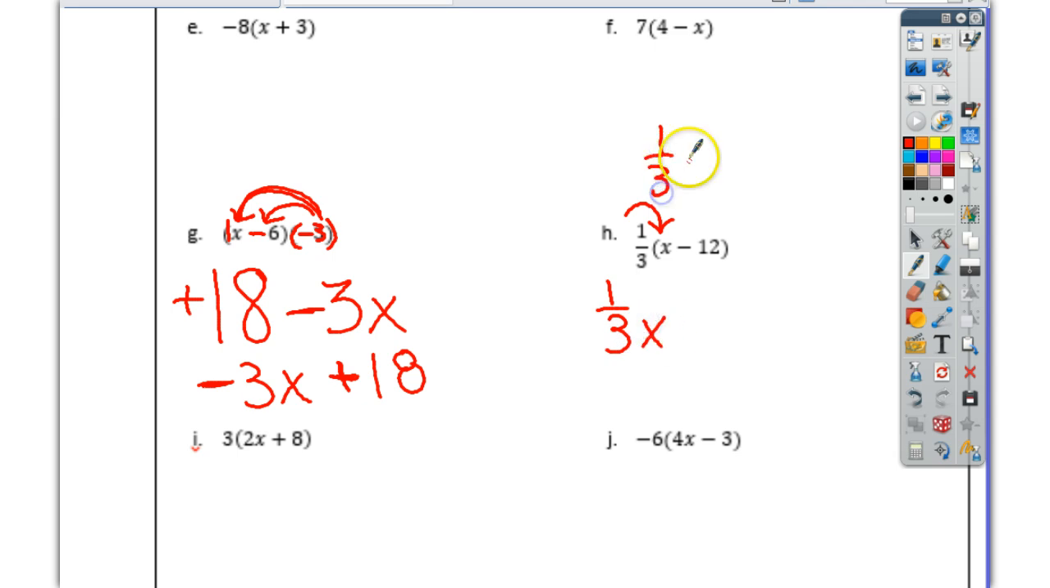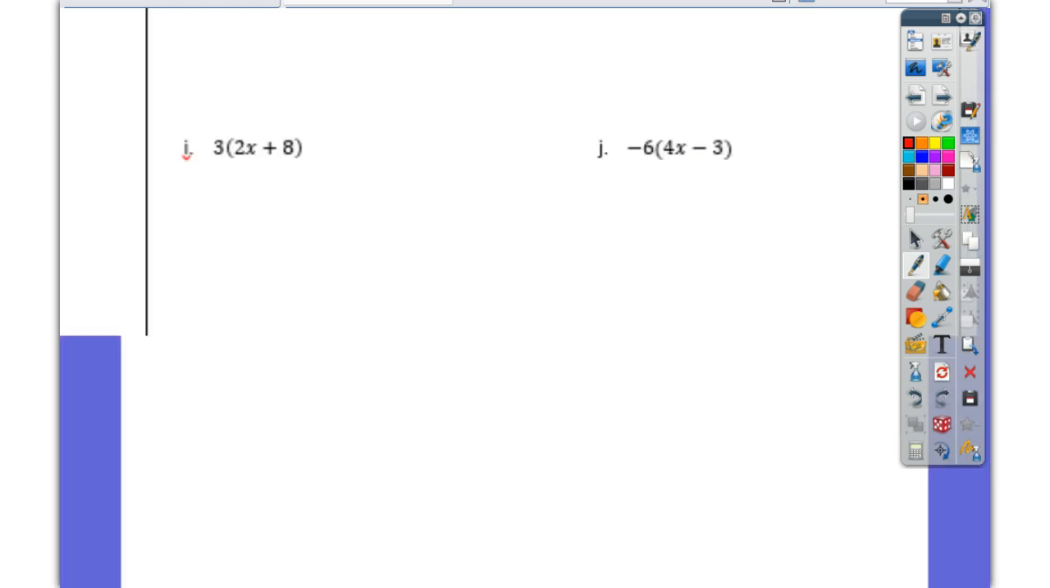What's 1/3 times a negative 12? We're going to multiply that across. I get a negative 12 over 3. What's negative 12 over 3 simplified? A negative 4. So this turns into 1/3 x minus 4. All right, let's see what you get for J. I meant I. What is 3 times 2x? 6x. 3 times an 8 is a positive 24. Now the J. What do you get for J?